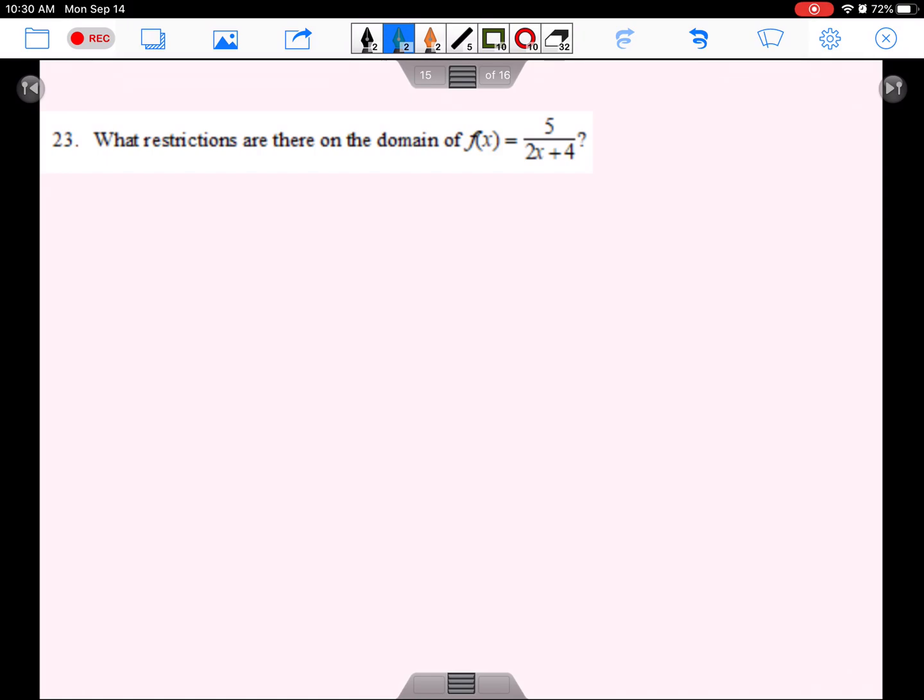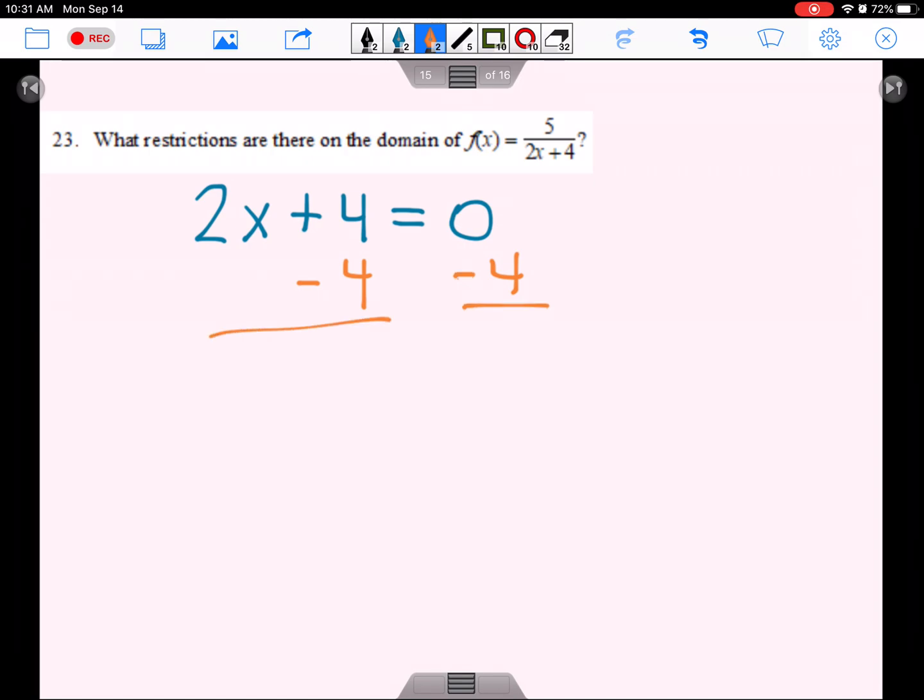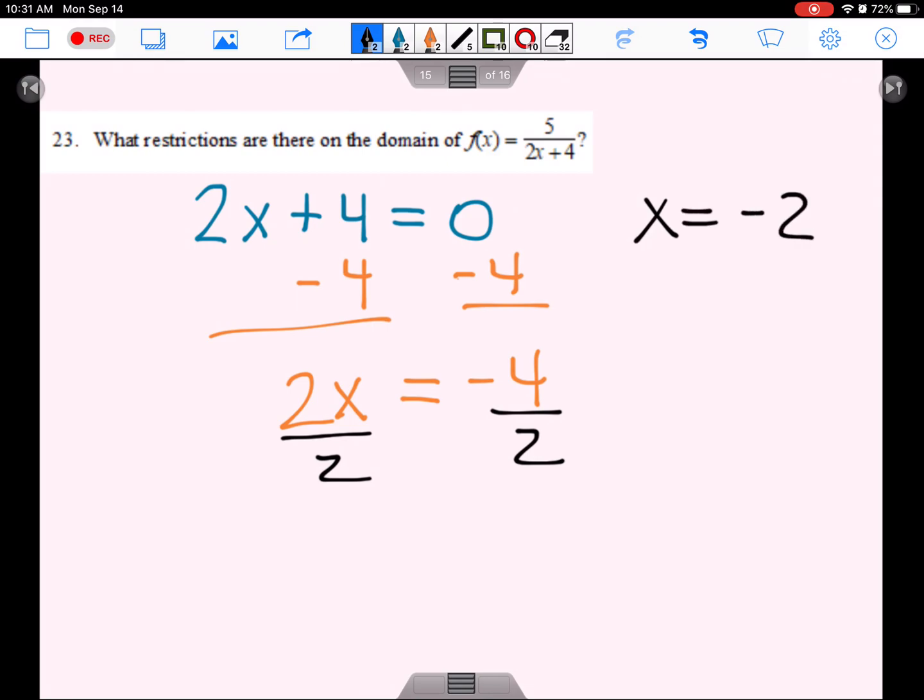Restrictions are values that don't give you a real number. Those are restrictions on the domain, values for x that don't give you a real number. We cannot divide by 0. So if we set the denominator equal to 0 and solve this equation, we'll figure out what x value causes the denominator to be 0. Subtract 4 from each side, you get -4. Divide by 2. And so we get x equal to -2. Our restriction is that x cannot equal -2. If it does equal -2, then you have division by 0, which is undefined.